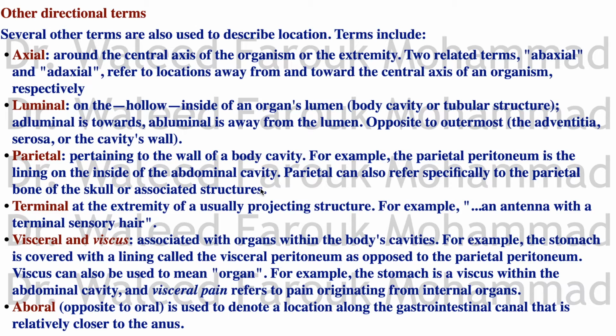Visceral or viscus means organs. So the viscera applies to the GIT, for example. The stomach is a viscus. The intestines are viscera. Any organ inside is called a viscus, and the nerves supplying such organs are called visceral nerves. Aboral means away from or opposite to the oral cavity. It describes a location along the gastrointestinal canal relatively closer to the anus.